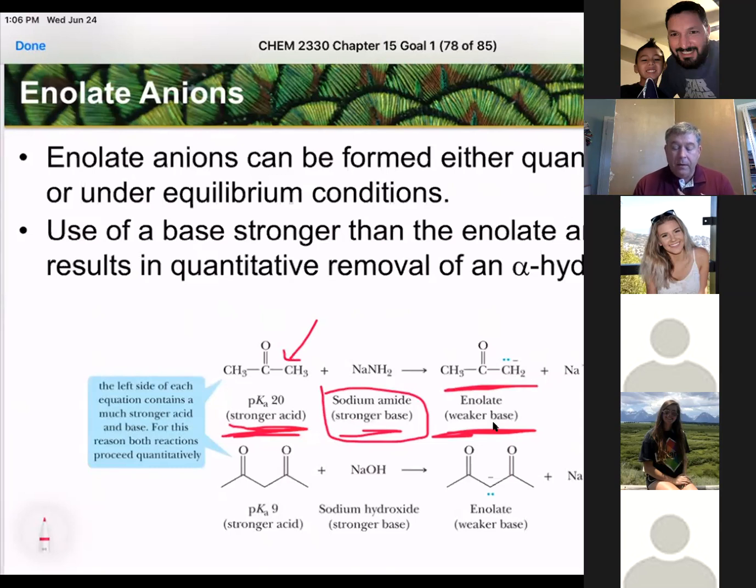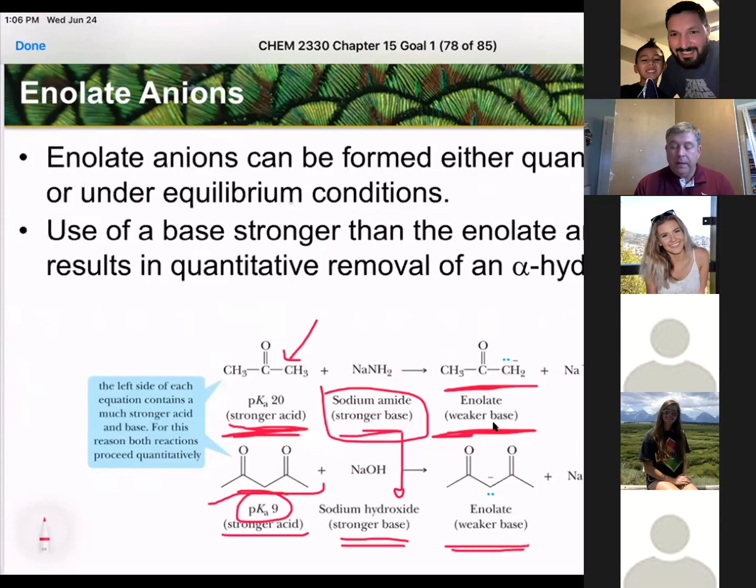Okay. Now, in comparison, we showed you that beta diketone compound had a much higher acidity, had a pKa of 9 right here, which means we can use a weaker base to pull off that proton. In this case, we're using sodium hydroxide, which is a weaker base than sodium amide, but it's a stronger base than the enolate ion formed.